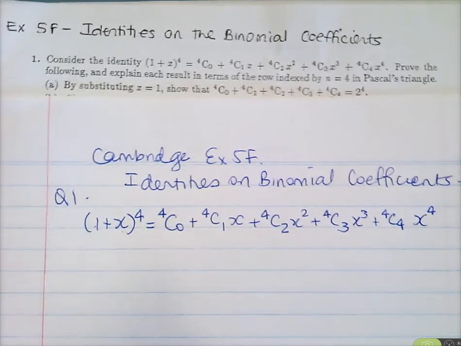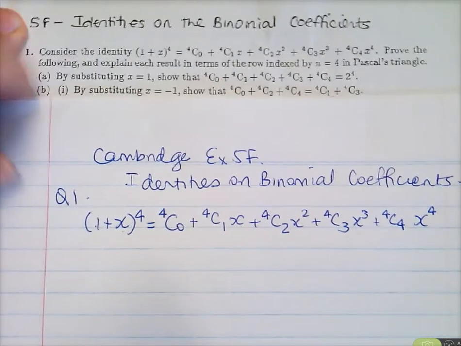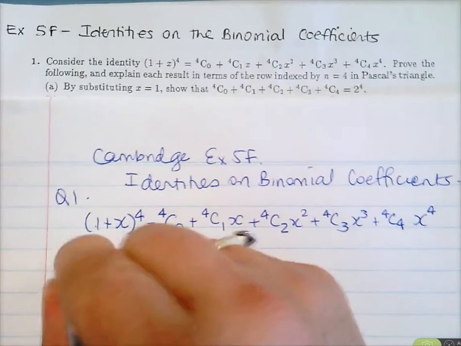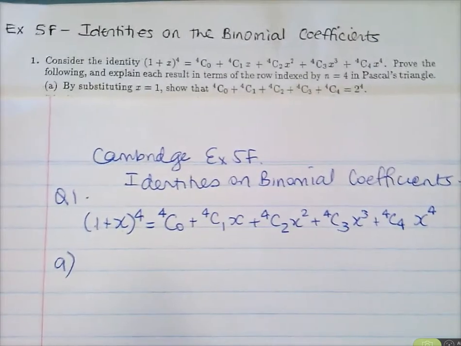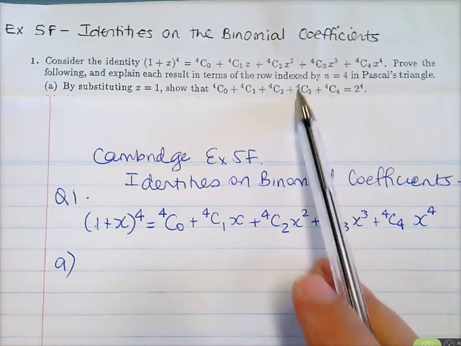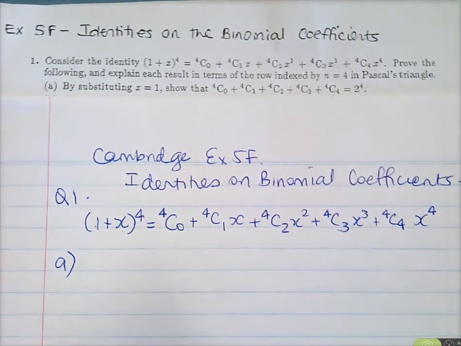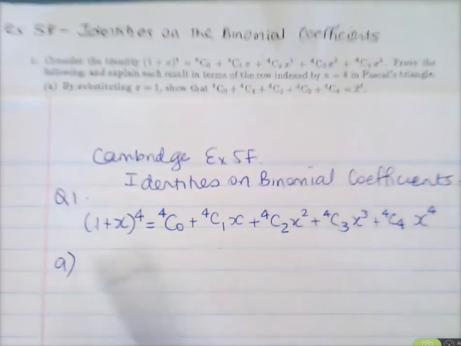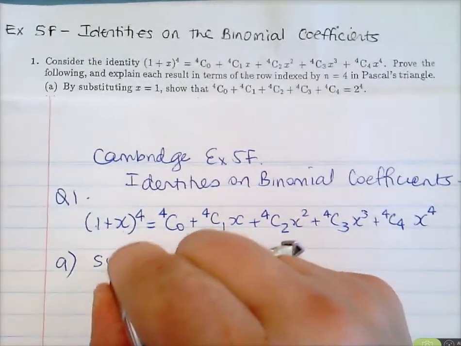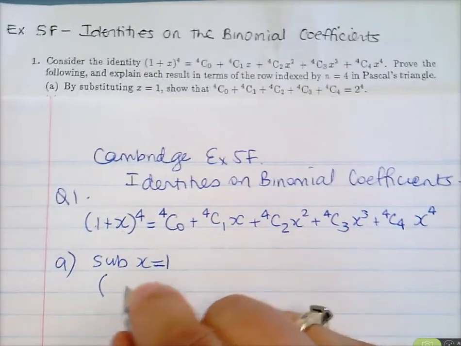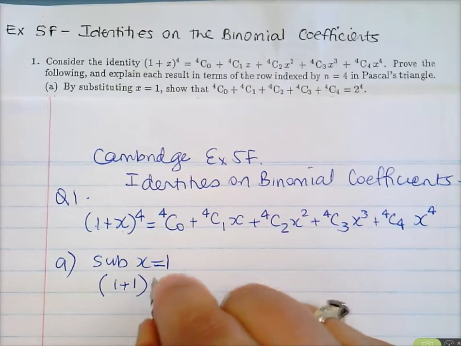Okay? First question, so we're doing part A. It says by substituting x equals 1, show that 4C0 plus 4C1 plus 4C2 plus 4C3 plus 4C4 equals 2 to the power of 4. So you take that expansion, and now if I sub x equals 1, what do I get on the left-hand side? (1 + 1) to the power of 4.